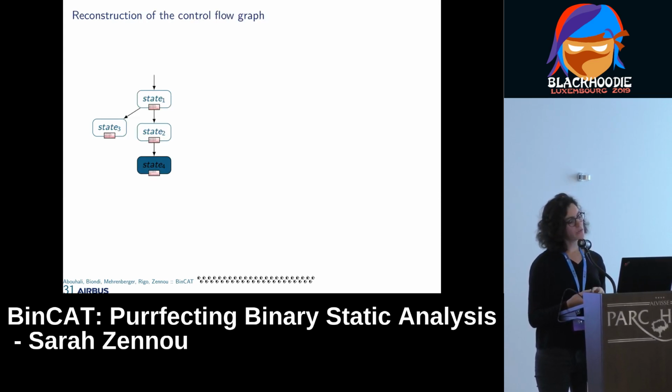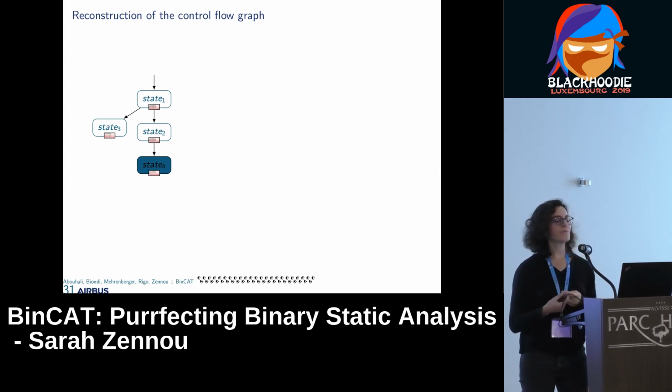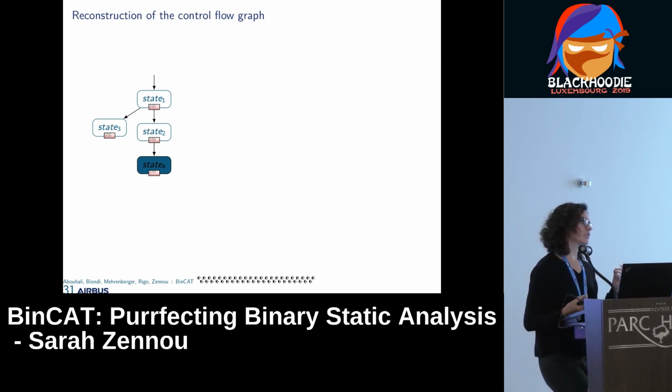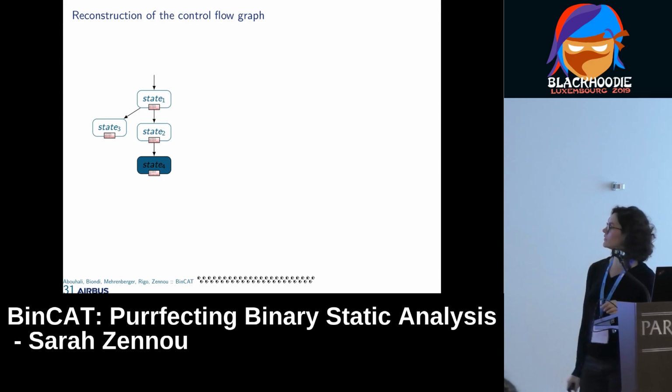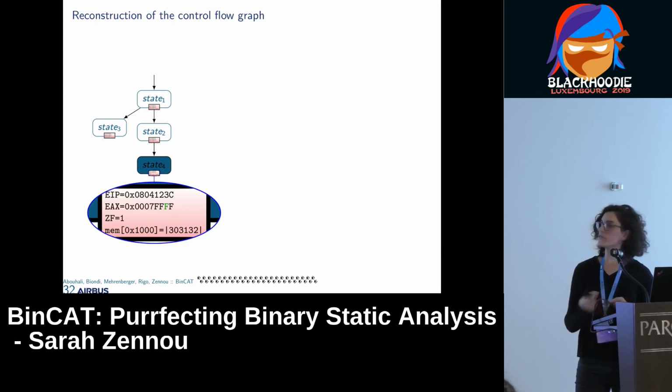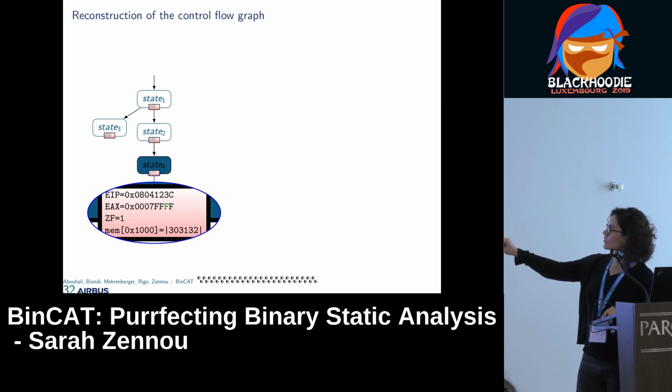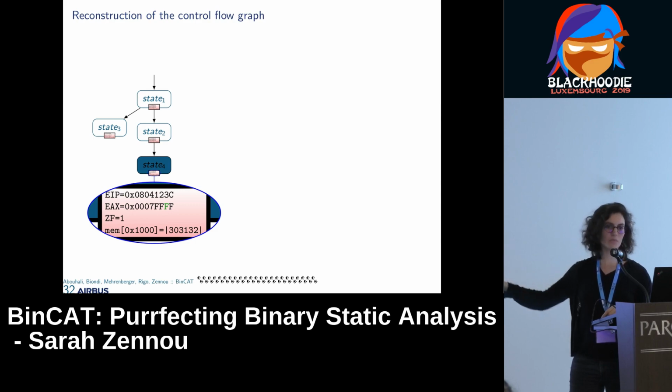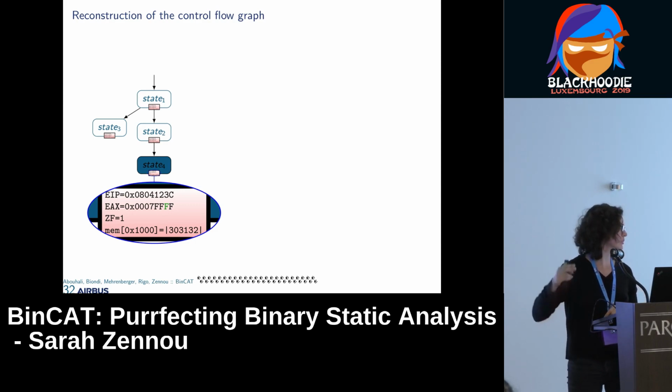So the main algorithm inside BinCAT is a reconstruction of the control flow graph. Suppose that we have already reconstructed this control flow graph. A state in this graph contains everything we have computed so far. For instance, we have the instruction pointer, the value of the registers, the flags, the memory. Also in green whether it's tainted or not, the type that some register may have, and so on.